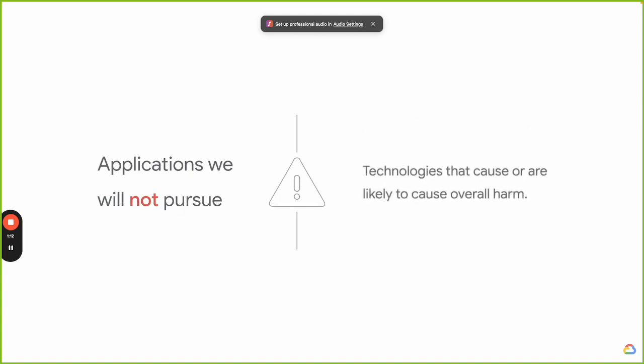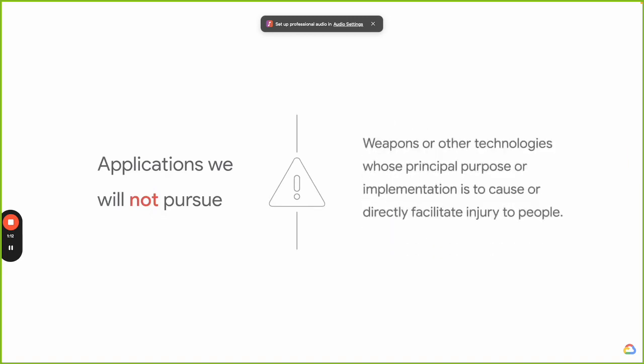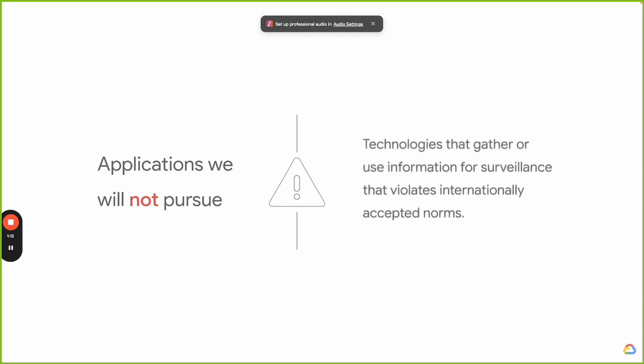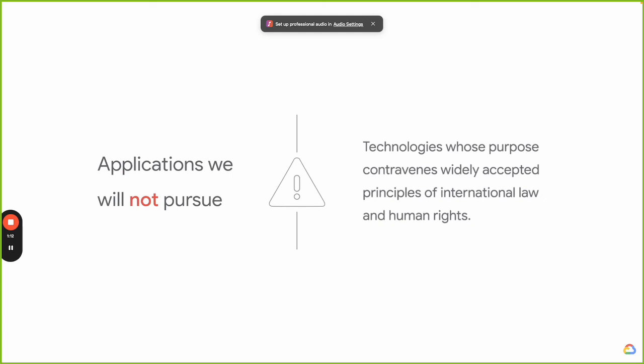In addition to these 7 principles, there are certain AI applications that we will not pursue. We will not design or deploy AI in these 4 application areas. Technologies that cause or are likely to cause overall harm; weapons or other technologies whose principal purpose or implementation is to cause or directly facilitate injury to people; technologies that gather or use information for surveillance that violates internationally accepted norms; and technologies whose purpose contravenes widely accepted principles of international law and human rights.